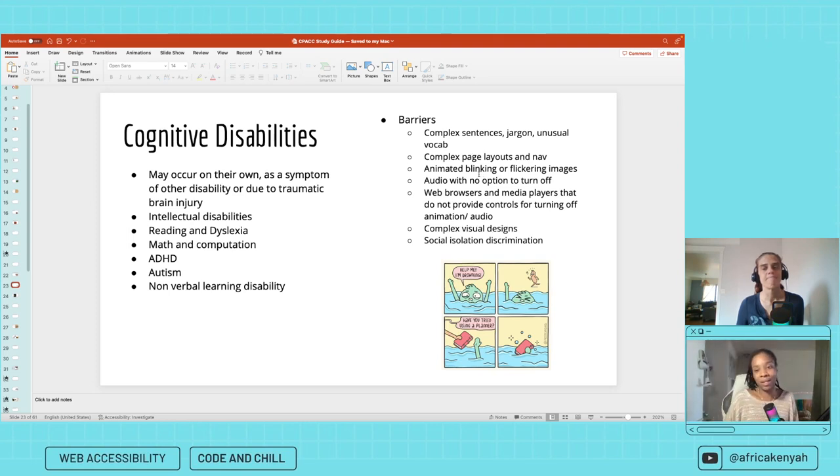Complex page layouts and navigation, so things where we have to figure out where we're going that cause more than one step for us to get there, right? Animated blinking or flickering images are very, very distracting, especially for those with cognitive disabilities. Audio with no option to turn it off. These are high offenders and cause people to bounce very quickly from your websites. Also, web browsers and media players that don't have any controls for turning off animations, having complex visual designs, and then social isolation and discrimination. So just the feeling of not being accepted because of your cognitive disability.